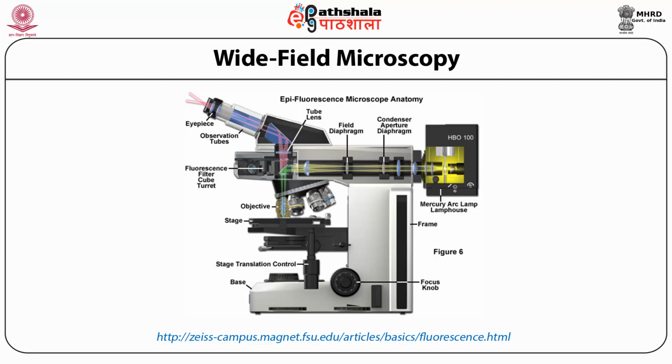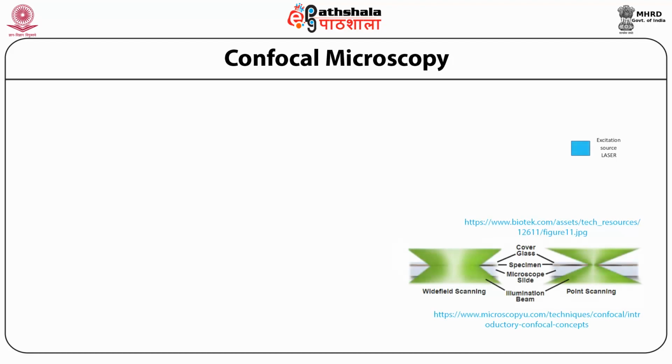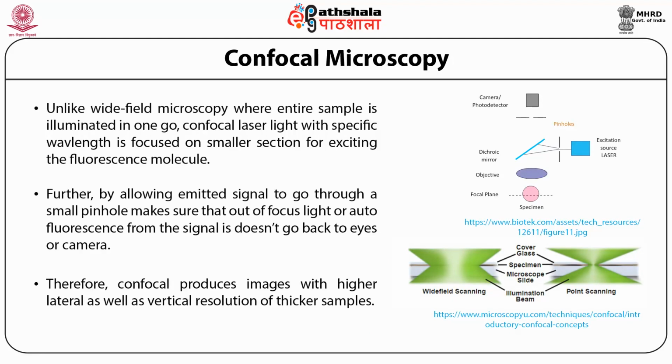Now the light hits the dichroic mirror and then goes and hits the sample. Once the sample is excited and emits that signal, it comes back. The dichroic mirror allows it to pass back and it hits the emission filter, which allows only a specific wavelength to come back, and that emitted signal can be visualized by your eyes through the eyepiece or can be taken to the camera for capturing the image.